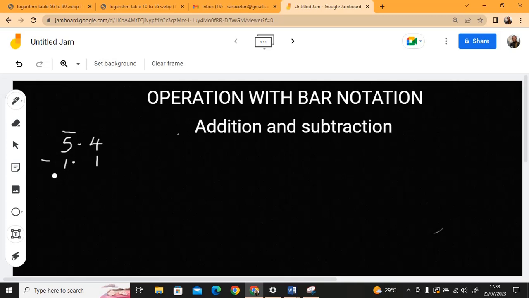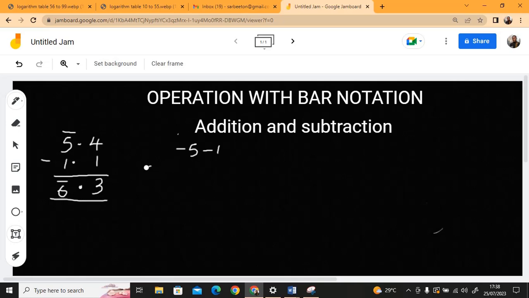You have something like this. You have to minus it. 4 minus 1, we know it's 3, right? Now, this is what I'm saying. Now, this is -5 minus 1. It means minus 5 minus 1. Minus 5 minus 1 is what? Minus 6. So this is the answer for this one.